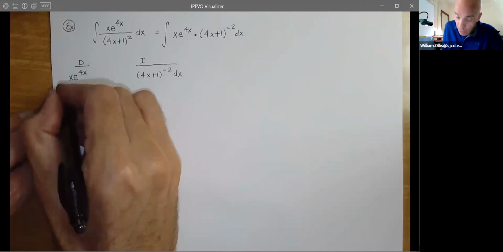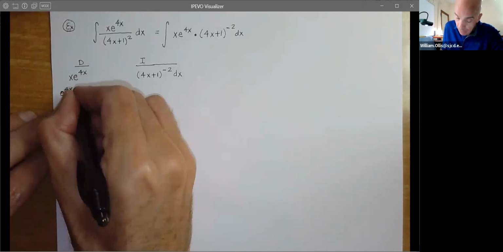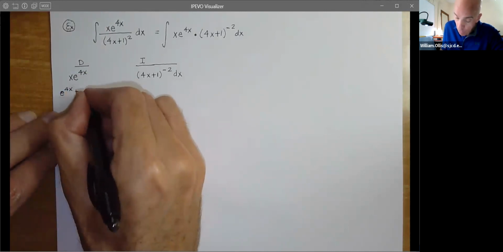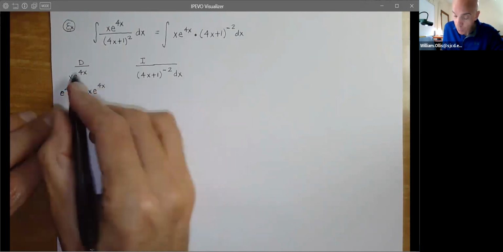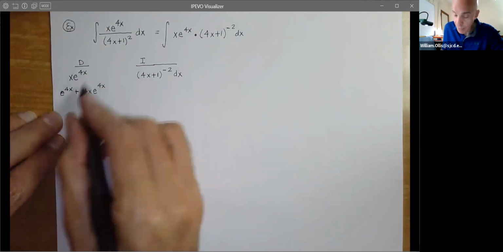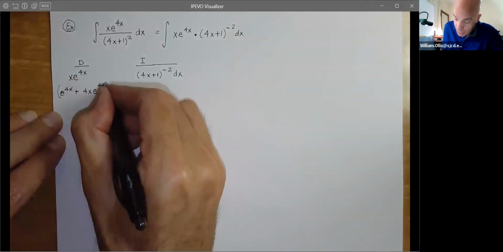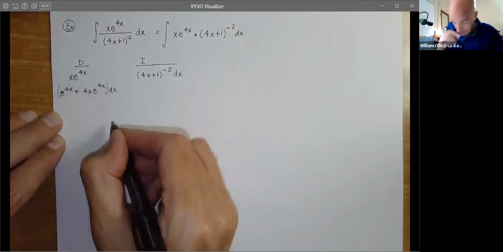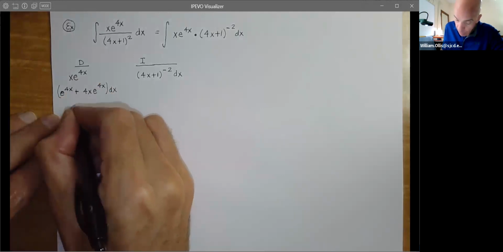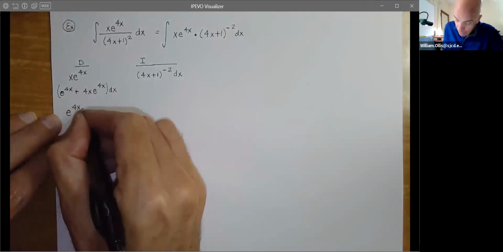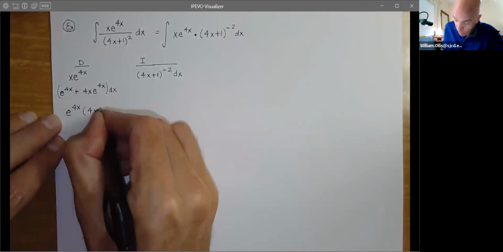By the product rule, this will be e to the 4x plus 4x e to the 4x, just by the product rule. Differentiate the x, then the e to the 4x. Well, that's so simple. e to the 4x is our friend. And of course, this is the dx. We're doing this formally. So now we'll factor the e to the 4x, and this gives us the 4x plus 1, which is kind of convenient for this problem.